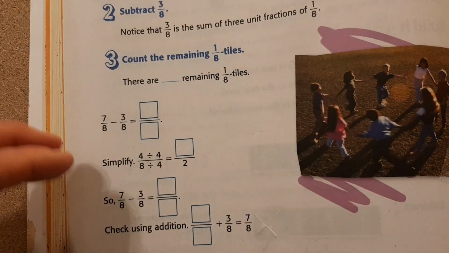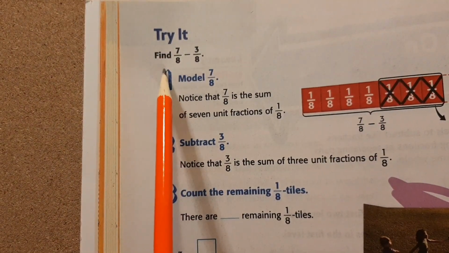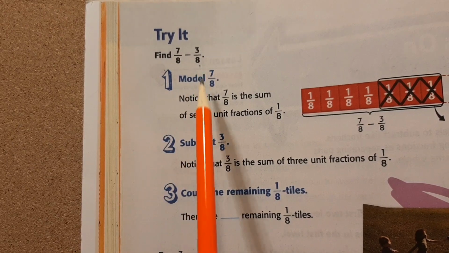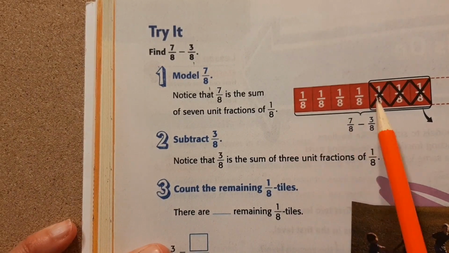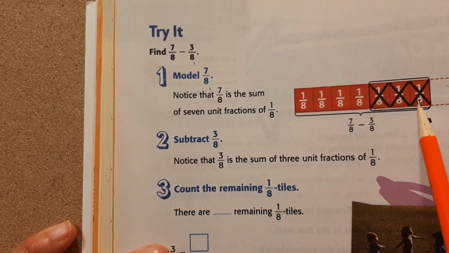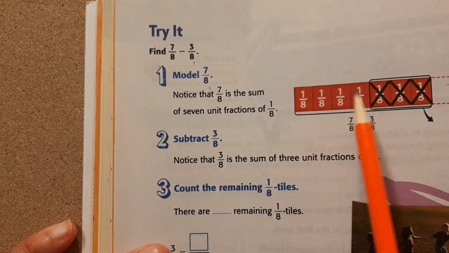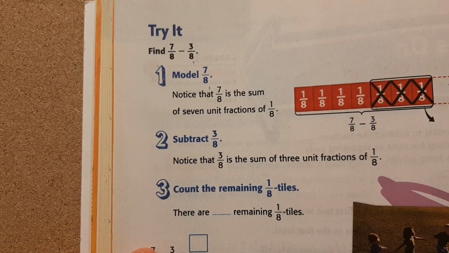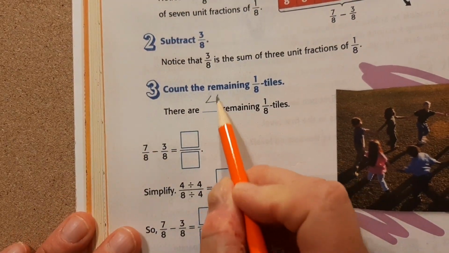Let's take a look. Now once again, this is just like addition, only we're doing subtraction. Find 7/8 minus 3/8. Well, they say model 7/8. So take a look. They made 7/8 here. They crossed out 3/8. 1, 2, 3. You have how many left? 1, 2, 3, 4. So you know that there are 4 remaining 1/8 tiles.